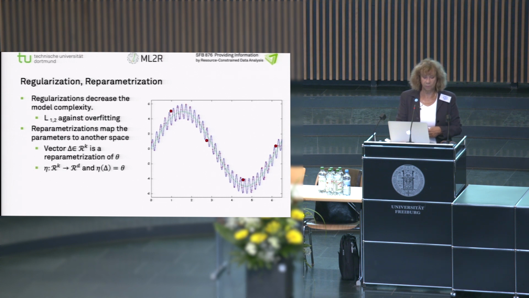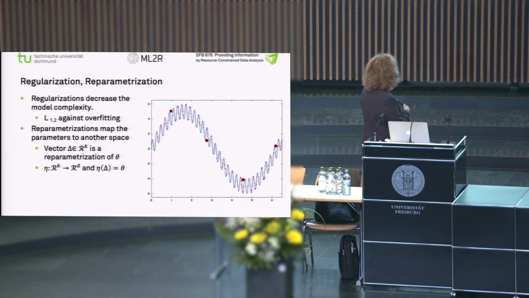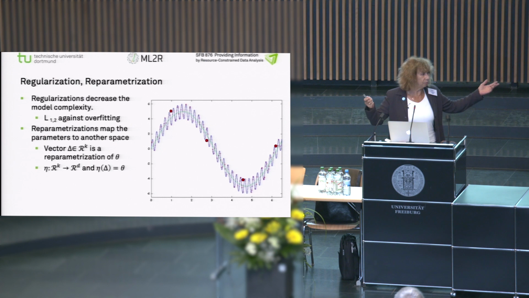For instance, we can have a vector delta with a smaller dimension that is a reparametrization of the original theta, so that we have a mapping from k to d back again, and if we have that, then it should be again the same parameters that we had before. That's also what I mean by guarantees. There are many papers where you'll find a nice vector that is a reparametrization, but you cannot map it back. So in a way, what does it mean?